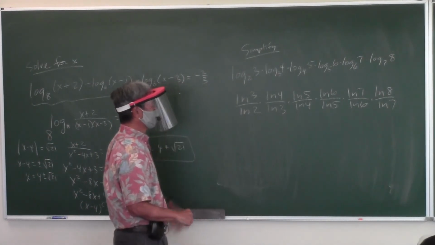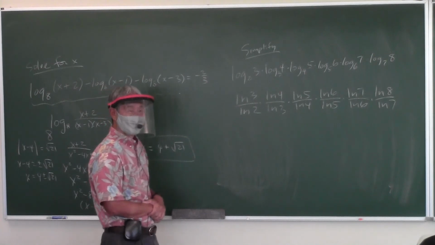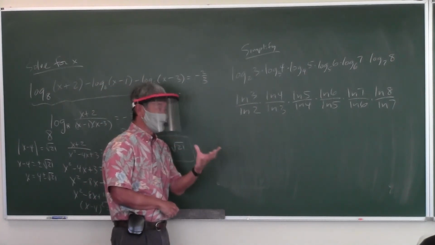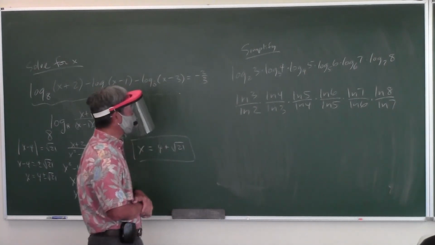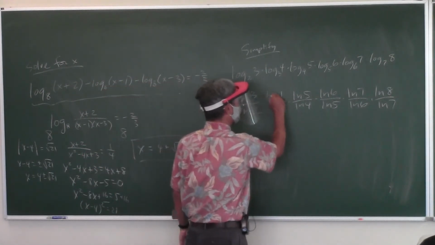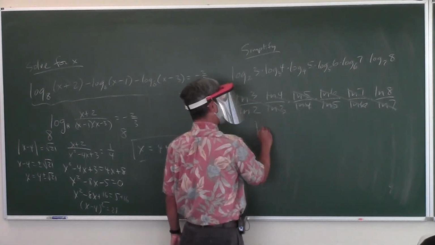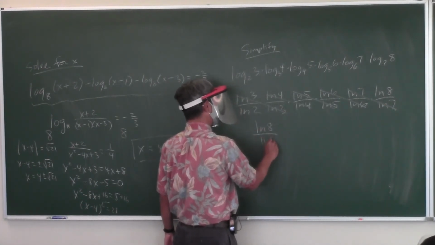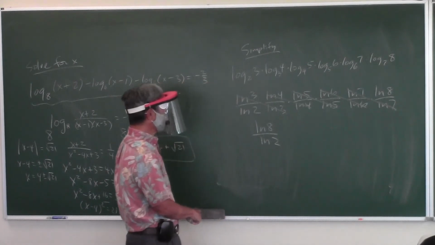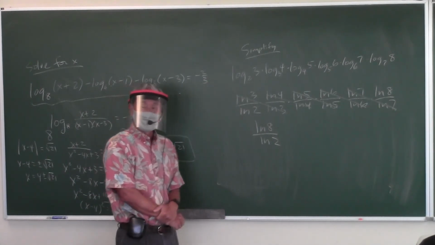How many points do I get for that? Well, if this was worth 5 points, I'll give you 1. Because at least you can regurgitate the change of base formula. But now we can simplify this. These cancel, these cancel. So all you have left is natural log 8 over natural log 2. Okay, now you get 1 more point. But still, that's not simplified.